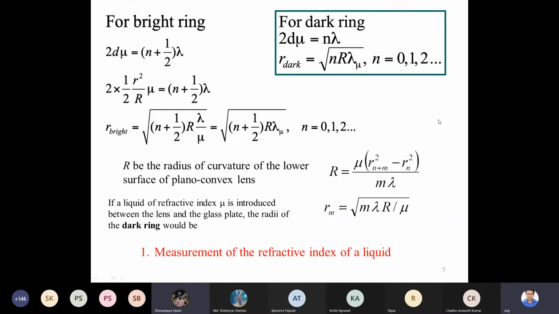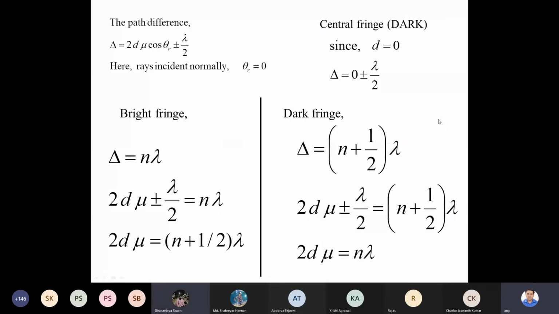Can you again explain, Sir, what is interference, between which two beams does it take place? What is theta r, Sir? Theta r is the refraction angle. Sir, can you explain why plus minus lambda by 2 is added in the delta equation?